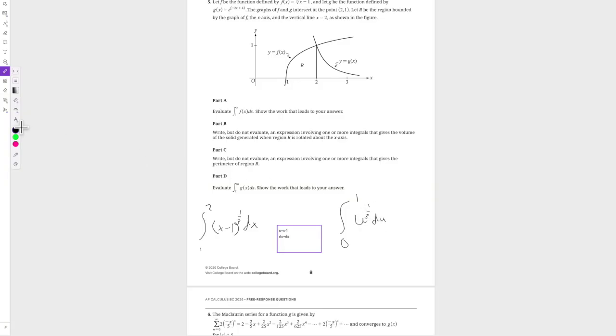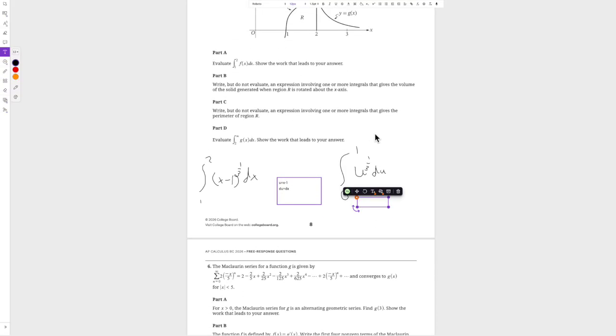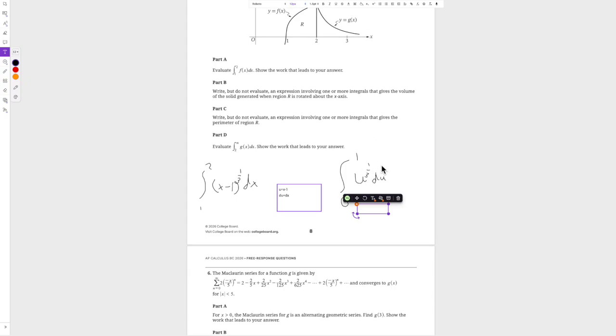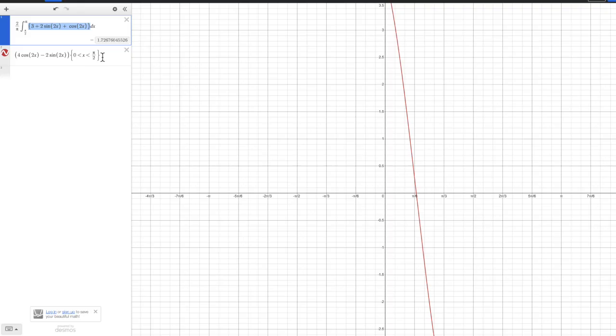And that's it. So this is just going to be, use your power rule for integration. You add 1, then multiply by 1 over that. So we have 4 over 3, so it's going to be 3 over 4 times u to the 4 over 3. And then you just plug in 1 and 0. You know when you plug in 0, it's going to be 0. So your answer is just going to be 3 over 4. That's it. And if you want to double check your answer, let's just plug it in here.